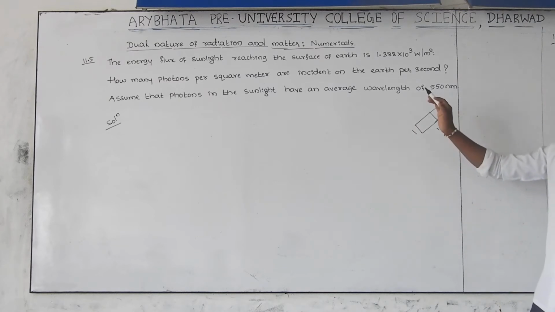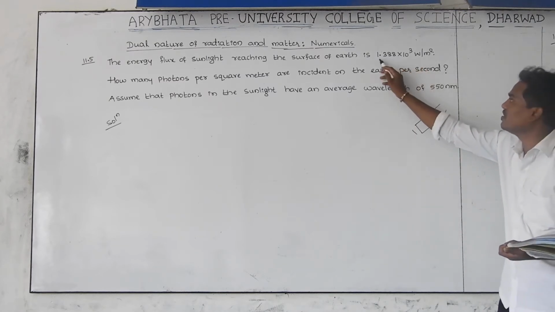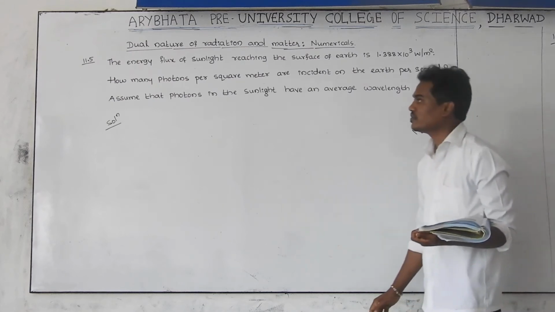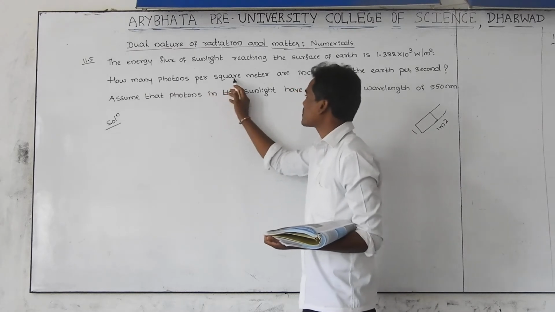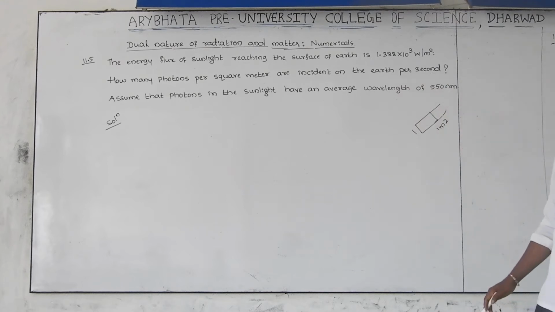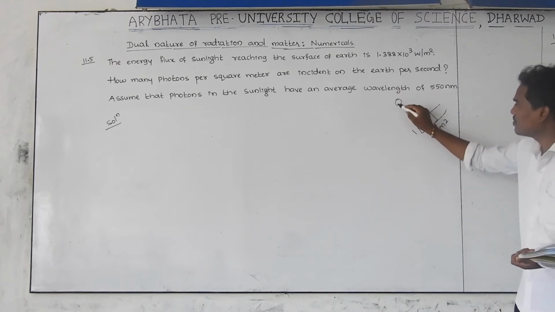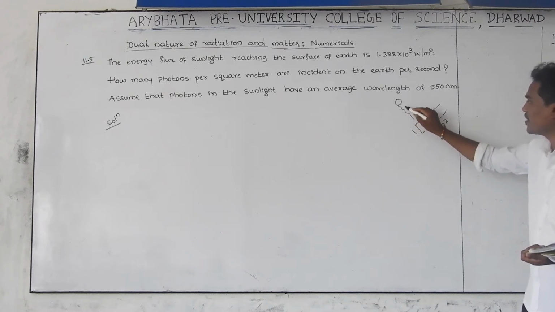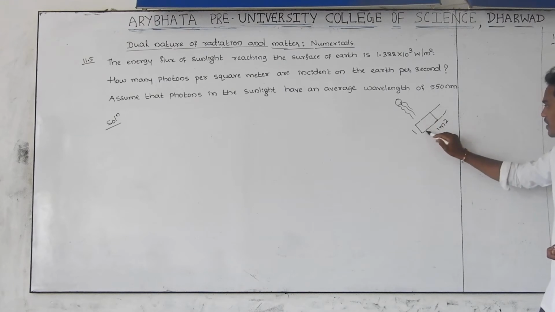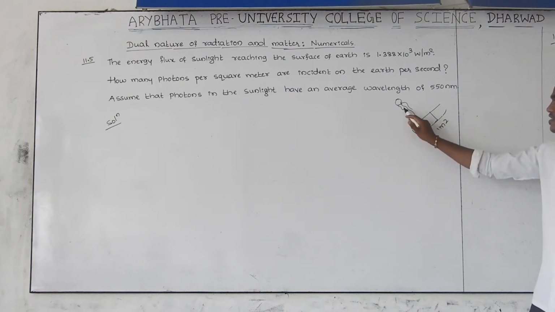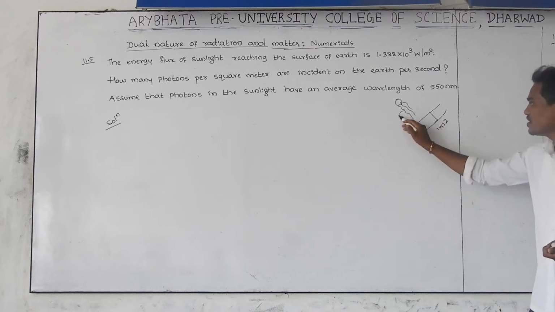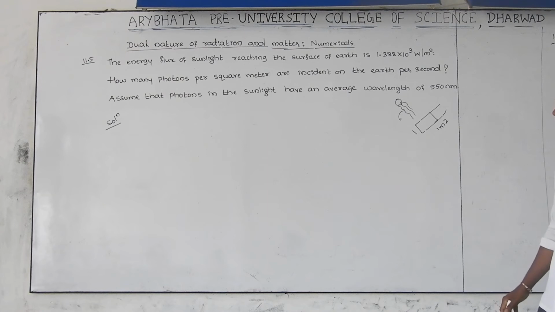The energy flux of sunlight reaching the surface of the earth is given as 1.388 × 10^3 watt per meter square. How many photons per square meter are incident on the earth per second? This is the sun, from which radiation is emitted, and this is the earth surface with an area of 1 meter square. The intensity of the light falling on this area is what we call energy flux.